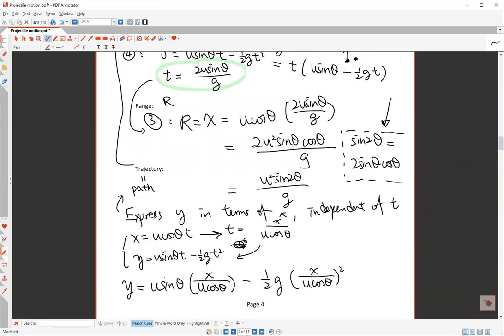Okay, do you see it? So that's what we call substitution. And then, okay, cross out the u, and then you can simplify the sine theta and cosine theta by combining them as tangent theta.